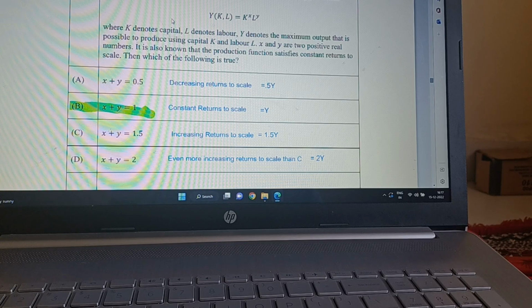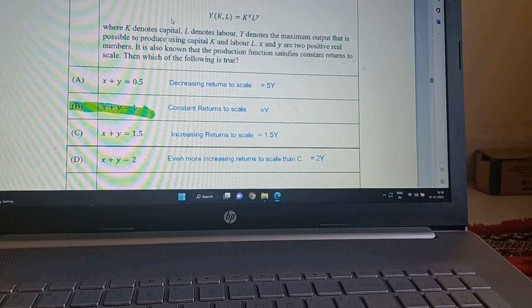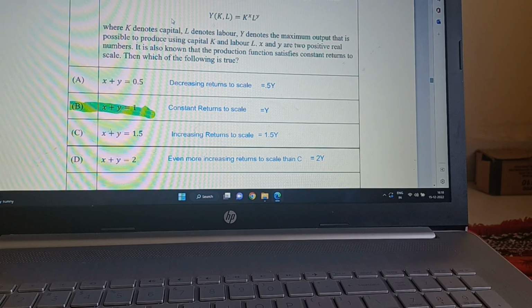The question is, suppose that a firm has a technology represented by the following production function: y as a function of k and l is equal to k to the power x l to the power y, where k denotes capital, L denotes labor, Y denotes the maximum output that is possible to produce using capital K and labor L. X and Y are two positive real numbers. It is also known that the production function satisfies constant returns to scale. Then which of the following is true?